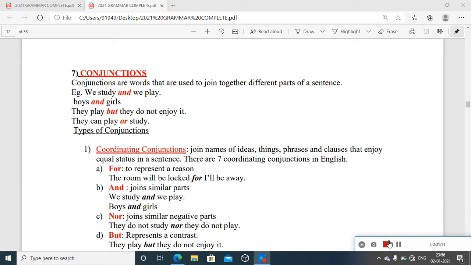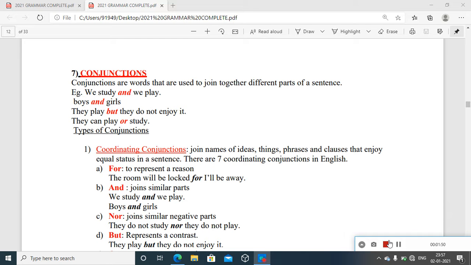Here, and is the conjunction in that sentence. If you do not have it there, you have to end with a full stop after we study. After study, you put a full stop, and then again you have to start a new sentence, mentioning we play. So we will have two different sentences if you do not join those different ideas with the conjunction.